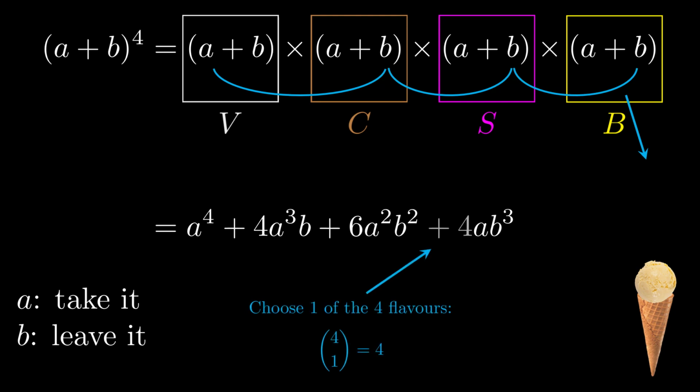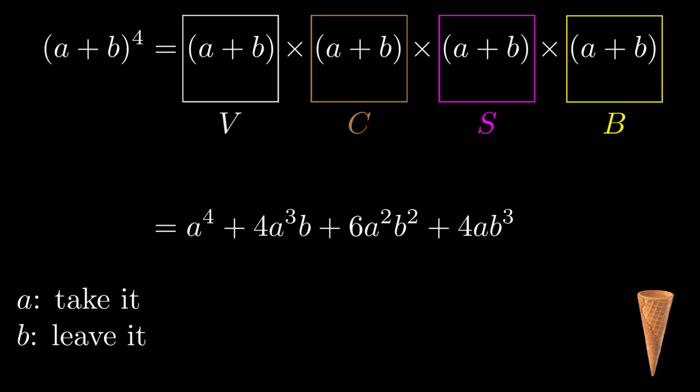Okay, and so that gives me 4 AB cubed, because each AB cubed means I'm taking only 1 flavor and leaving the other 3. Okay, and the last one is where we go B, B, B, B, which means that I'm some psychopath that walks into the ice cream shop with an empty cone and says, I don't want any ice cream, just give me the cone. Right, and so that's the 1 selection, B to the 4, the empty cone.